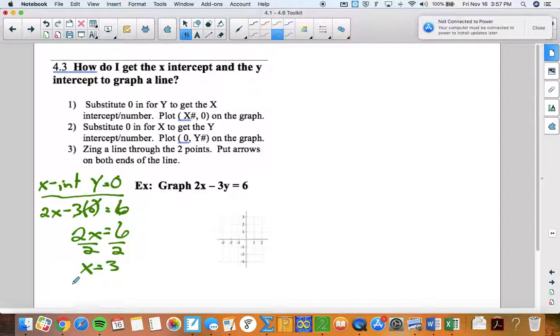So y was 0, x is 3. I can plot that point right there, 3, 0. That is my x-intercept. That's where the line crosses the x-axis.